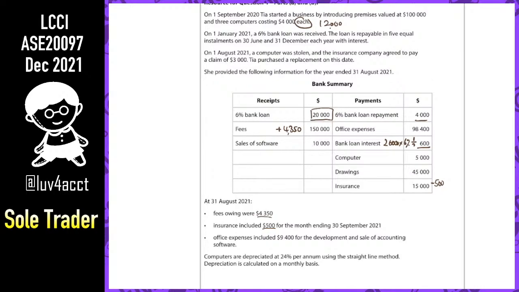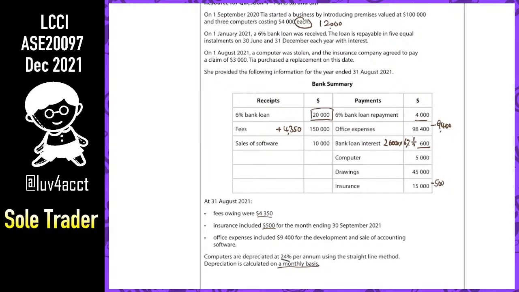of accounting software. That is your cost of sales. Okay, office expenses here 9,400. Okay, not related to your own office expenses. Okay, but then it is part of the cost of sales. Computers are depreciated 24% per annum using straight line method, calculated on a monthly basis. Wow, this one is interesting.